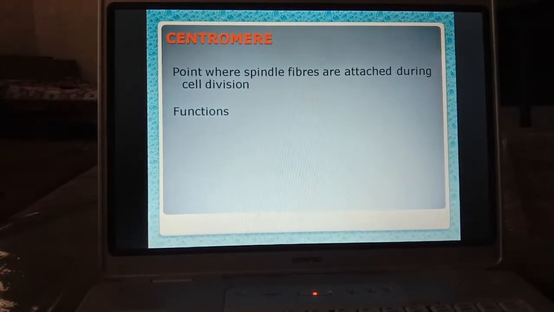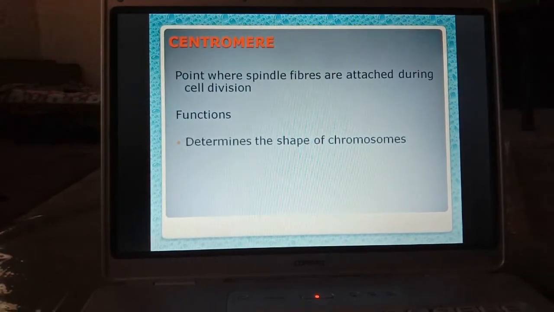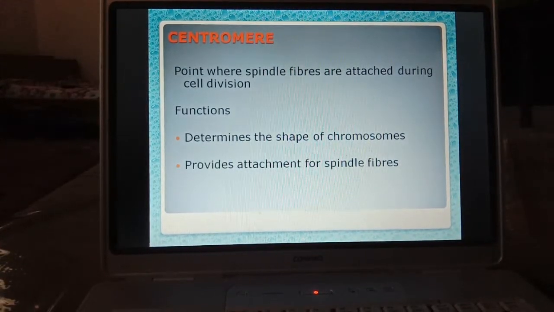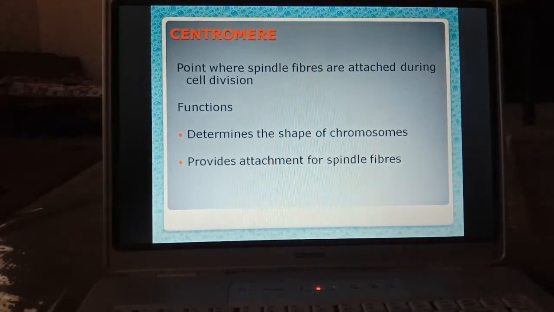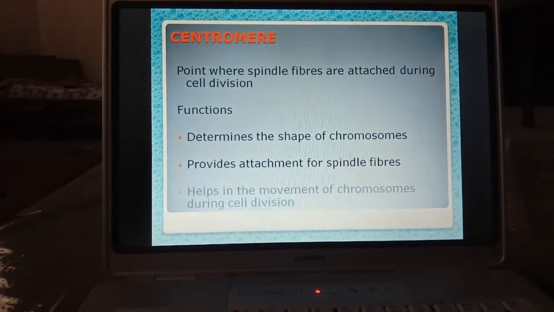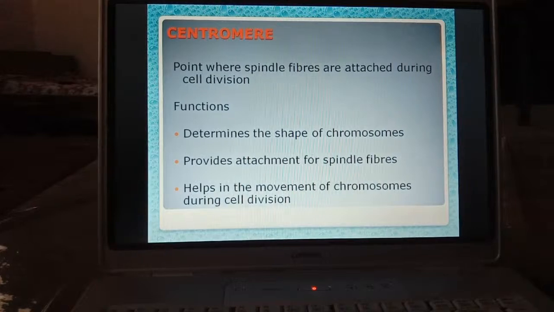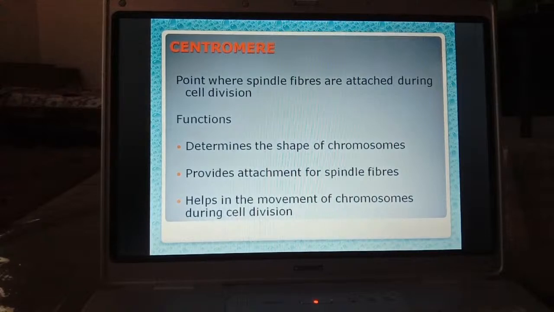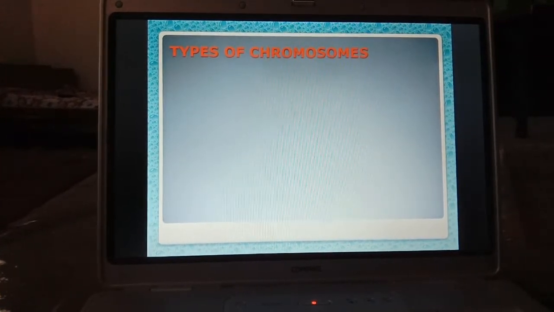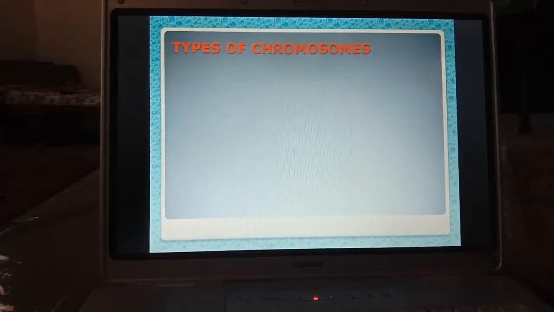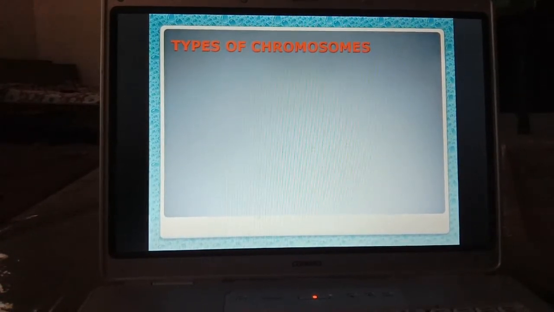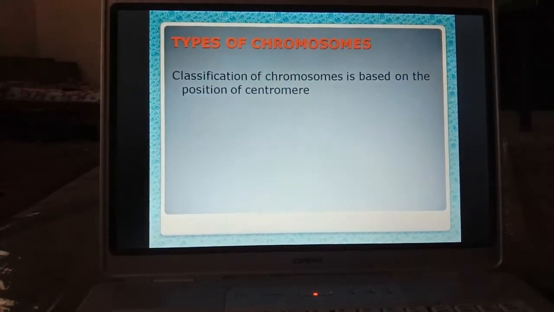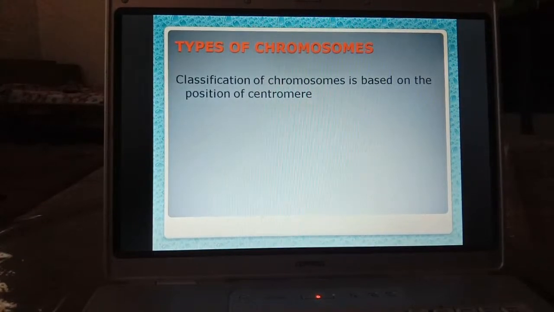What is the function of centromere? It determines the shape of chromosomes. It provides attachment for spindle fibers. It helps in the movement of chromosomes during cell division. Now let us see what are the different types of chromosomes. Classification of chromosome is based on the position of centromere.